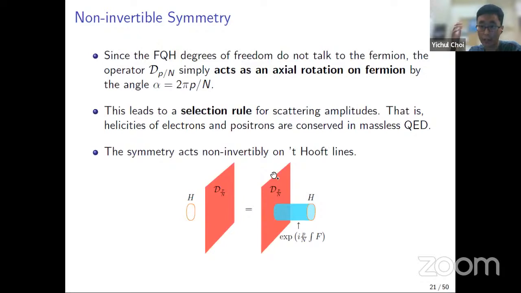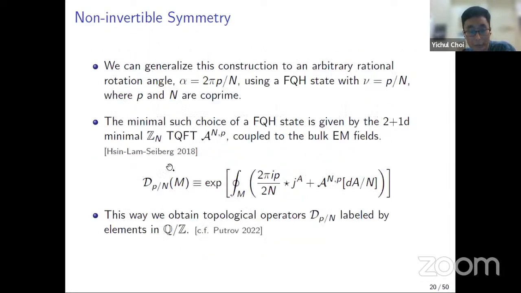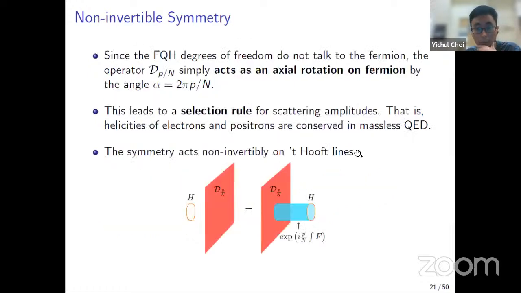Now let's look at the action of this operator on some other operators. If we look at the definition of this D_{p/n} operator, you see that these topological degrees of freedom don't talk to the Bloch formulas at all, and the Bloch formulas only see this first term. Because of this, when D_{p/n} acts on fermions, it simply acts invertibly as an axial rotation by this rational rotation angle.